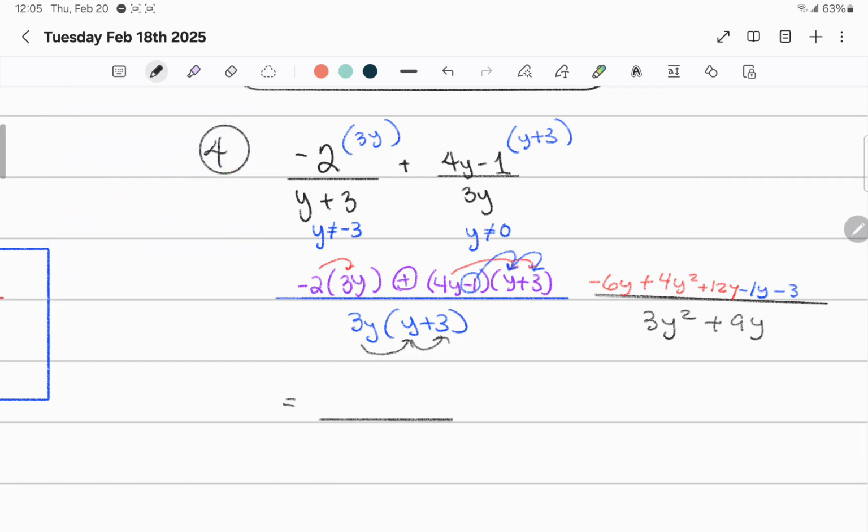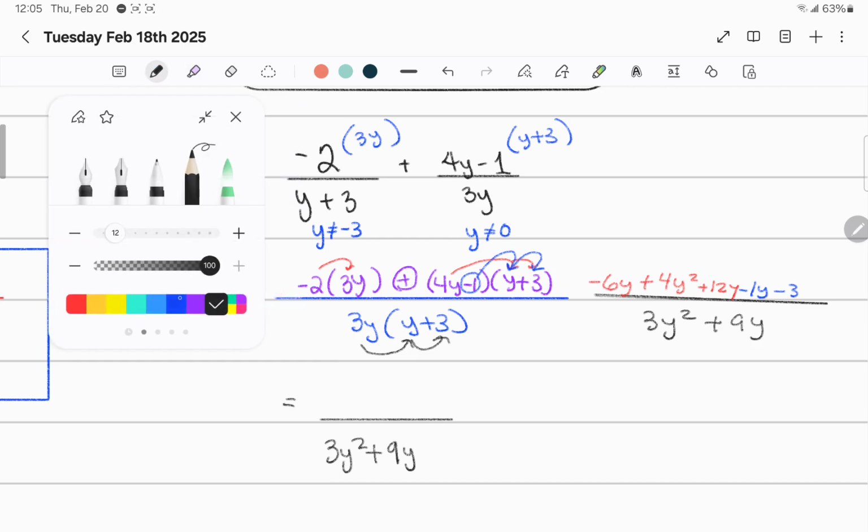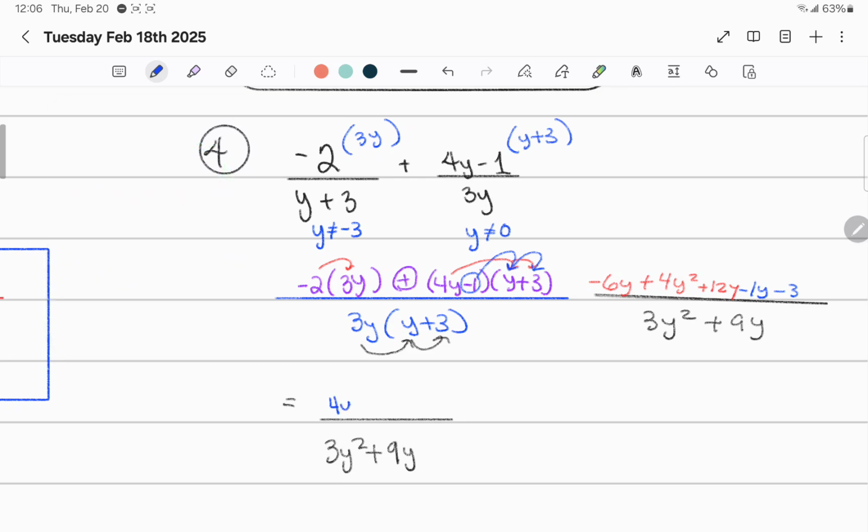The bottom is going to stay the same, 3y squared, 9y. For the combining, we only have one number with 4y squared, so let's do that. And then we've got -6, 12y, and 1y. Again, we can add all of these because they all have just y. So we have -6 plus 12 minus 1. This would be positive 6. 6 minus 1 is 5, so positive 5y.